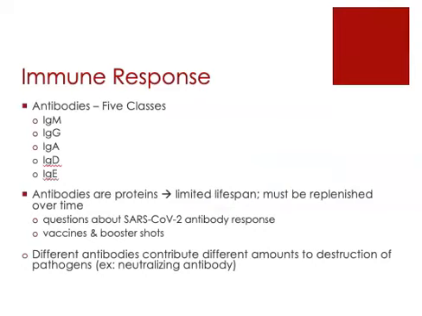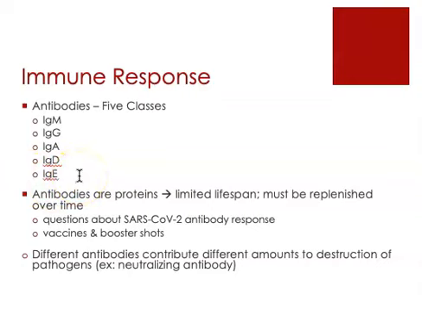Now, there are different classes of antibodies, and I've got them listed here. You may have heard of these different classes. The Ig designation in these abbreviations stands for immune globin, or immunoglobulin. Remember, that's just another word for antibody. So there are immunoglobulin M type, there are immunoglobulin G or IgG type, there are IgA type, IgD, and IgE.